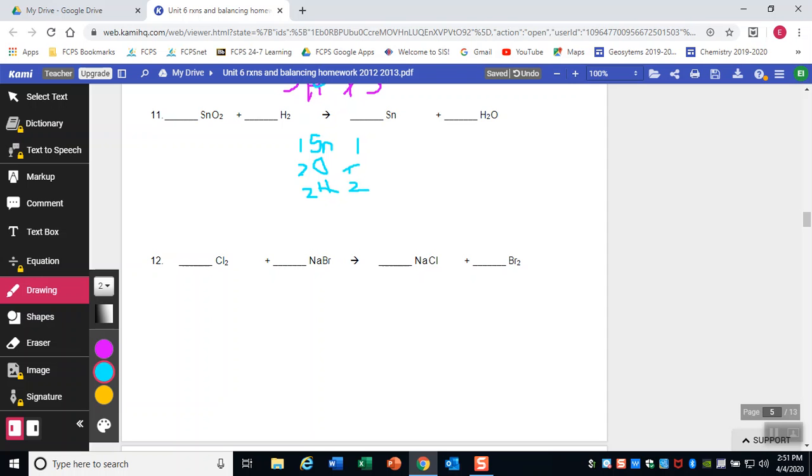All right, so I want to double my oxygen. So I'm going to do that. And then that gives me 4 hydrogens. So I'm going to double that. So now I have 4 hydrogens over here. Right, 2 times 2 is 4. And then I have the 110. So that looks like that is my final answer.